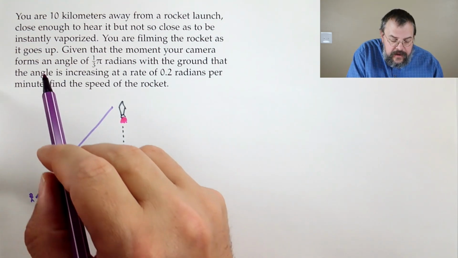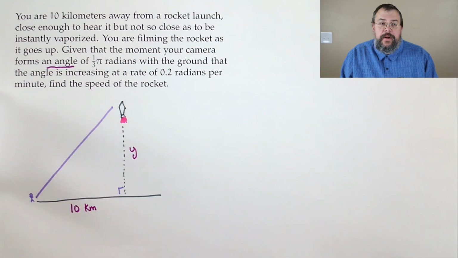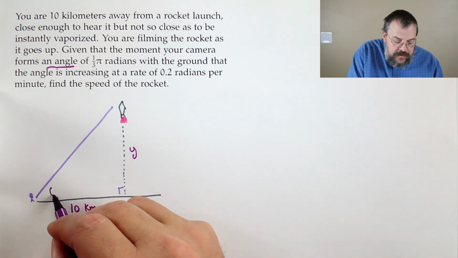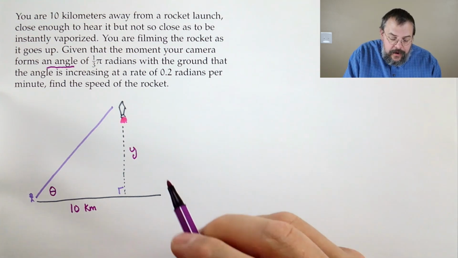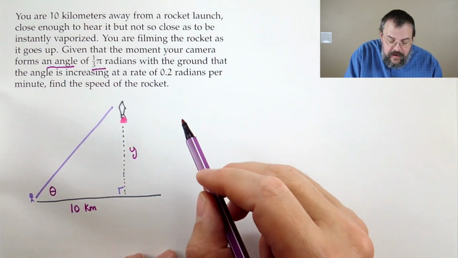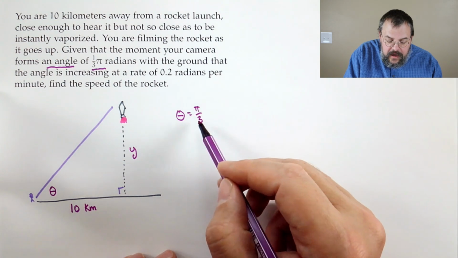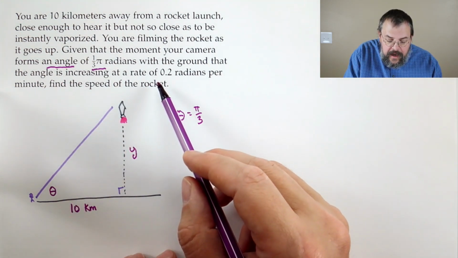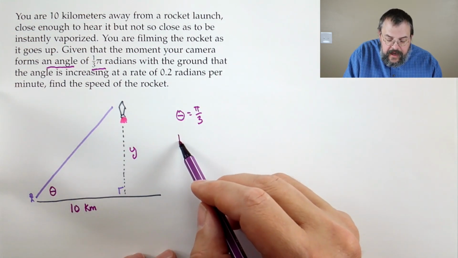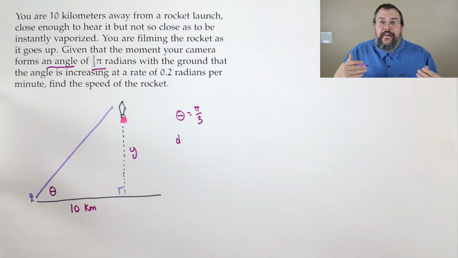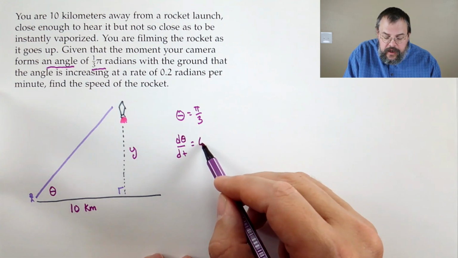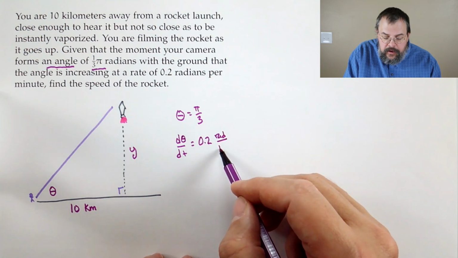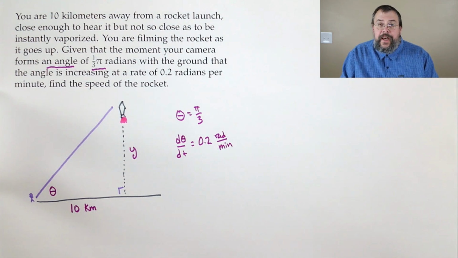We do know that there's an angle. So that means that we need to put our angle into the picture. So let's put an angle in, and we'll give it an angle name. Theta is a very popular angle name. So there's our angle, and now we have our nice diagram. Okay, and what do we know? Well, we're told that theta is pi over 3, and the angle is increasing at a rate of 0.2 radians per minute. When you see words like increasing, decreasing, that means there's a rate involved. So the change in theta with respect to time, d theta dt, is 0.2 radians per minute.